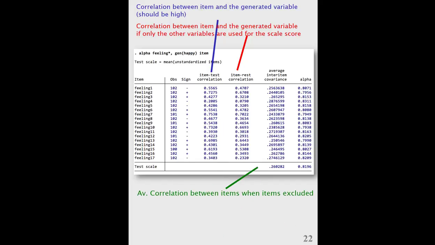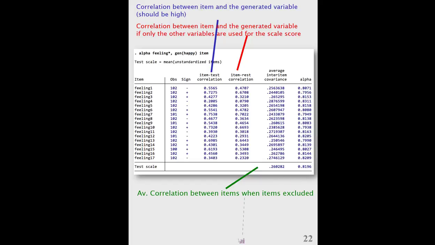Okay, then the one over here is called the correlation between the items when the separate item is excluded. I think for most practical purposes this can be disregarded, because I've never ever seen that this column would give me something new that I couldn't see on any of the other ones. So in this case I'll simply disregard this.